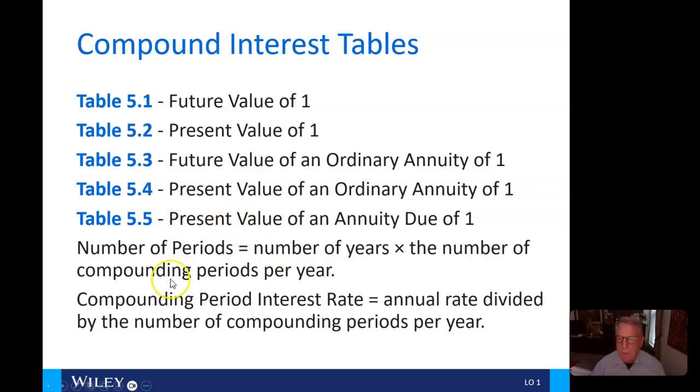Okay, the number of periods are the number of years or the number of compounding periods per year. So a compound period interest rate is the annual rate divided by the number of compounding periods per year. So if I had a 12% annual rate and I was doing monthly interest, my monthly interest would be 1%. That would be 12% divided by 12 periods.